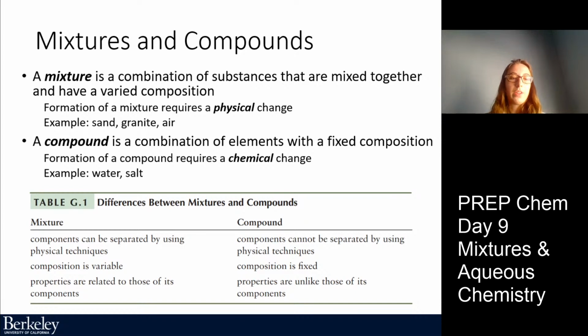So let's quickly go over the differences between mixtures and compounds. For a mixture, you can separate the different components using physical techniques. Because they're not bound together, you can use a lot of different techniques to separate them. And the compositions are also variable. This means that you can have different types of mixtures that have different compositions. And the properties of the mixture are related to the properties of the individual components.